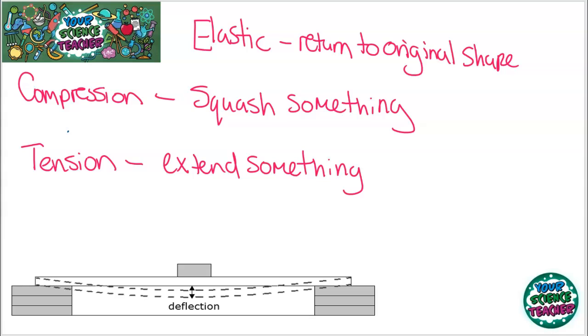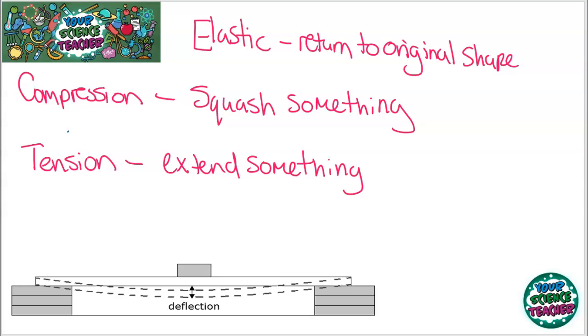There are also rigid materials. Rigid materials will not be compressed or go under tension very easily. Sometimes you can get compressions and tensions happening simultaneously, which means at the same time. For example, look at this little bridge that I have set up here.